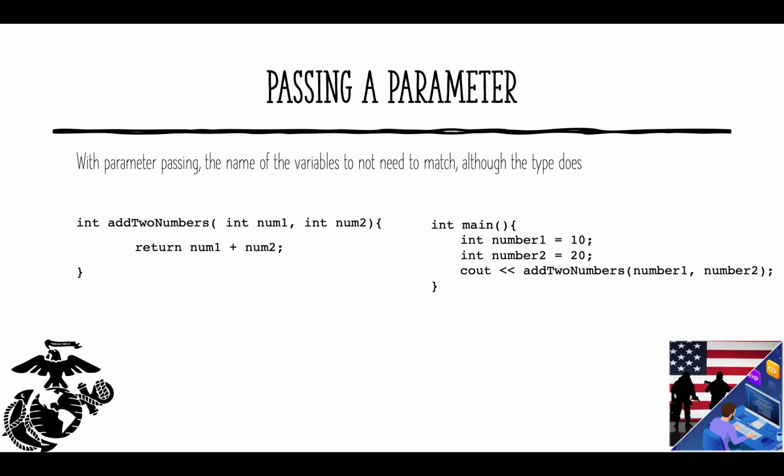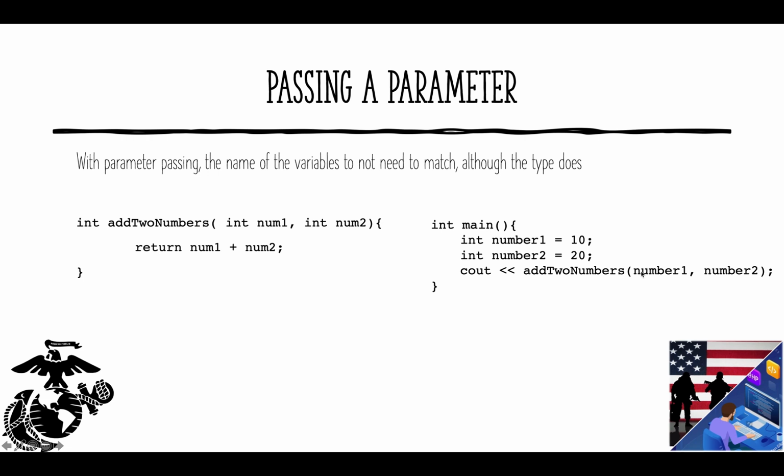So now we're going to get into parameter passing. With parameter passing, the names of the variables do not need to match, although the types do. So here's our example. Here's our int main portion, and here's our function that we're calling. In int main, the first line of code creates an integer variable and gives it the value of 10, then creates a second integer, number2, giving it the value of 20. Then we make the call to add two numbers, passing in number1 and number2. Keep in mind these are both integers.